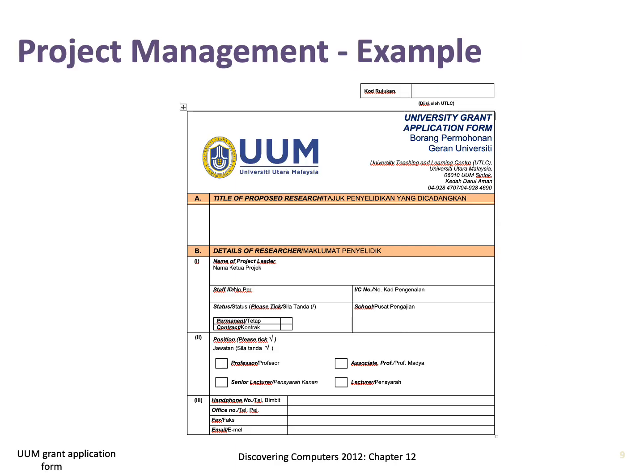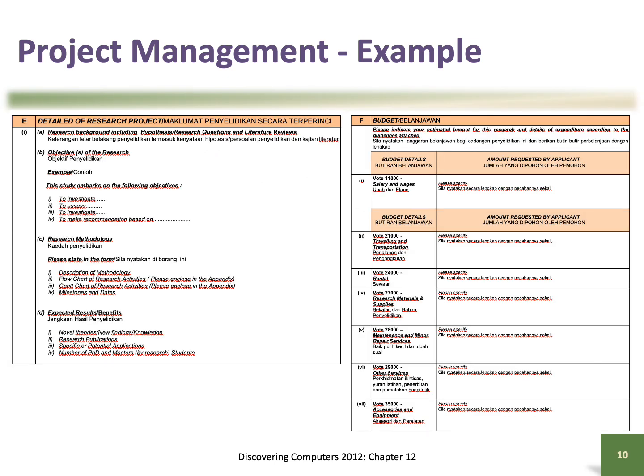Here is showing a project management example. So this is a grant application form from UUM. I'm just showing you how it looks. Over here it asks what is the title of the proposed research, or the title of your project, and then some details of the researcher.